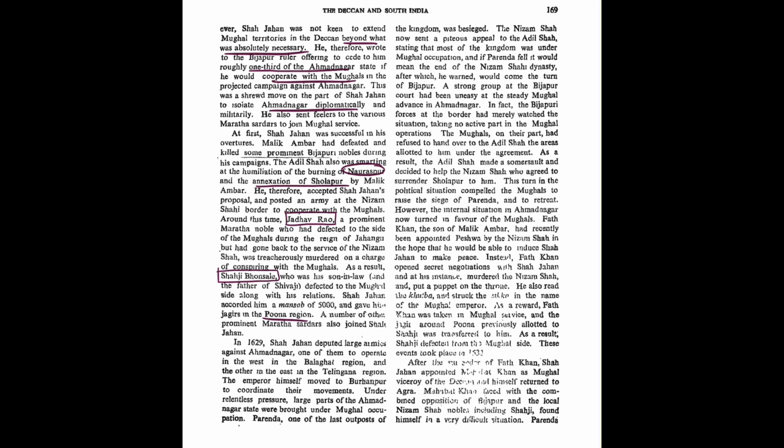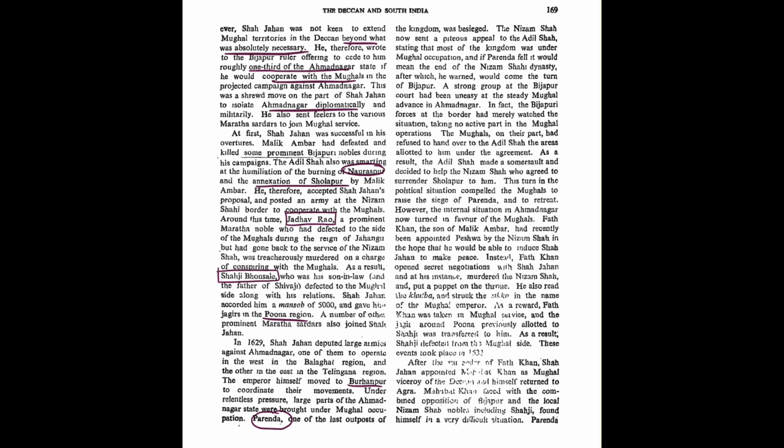In 1629, Shah Jahan deputed large armies against Ahmednagar, one of them to cooperate in the west in the Balaghat region and the other in the east in the Telangana region. The emperor himself moved to Burhanpur to coordinate their movements. Under relentless pressure, large parts of the Ahmednagar state were brought under Mughal occupation. Parenda, one of the last ports of the kingdom, was besieged.